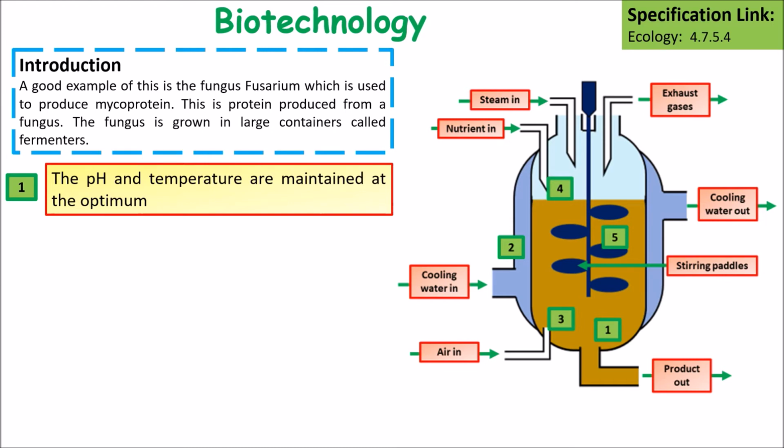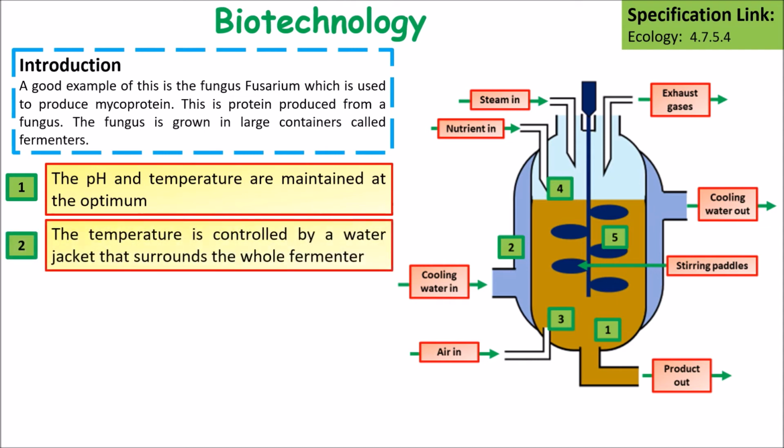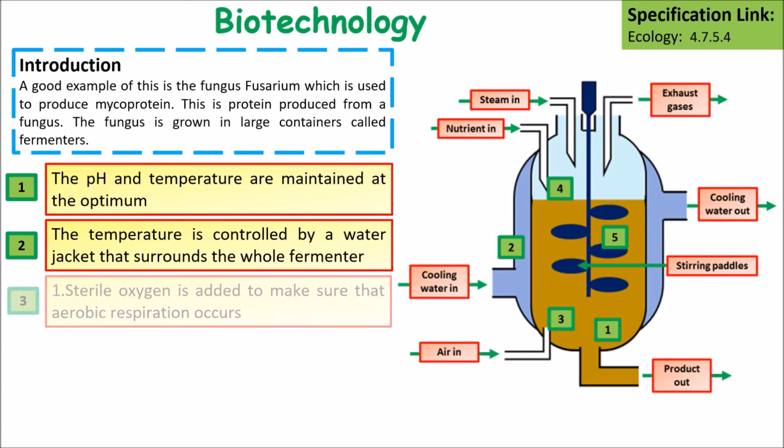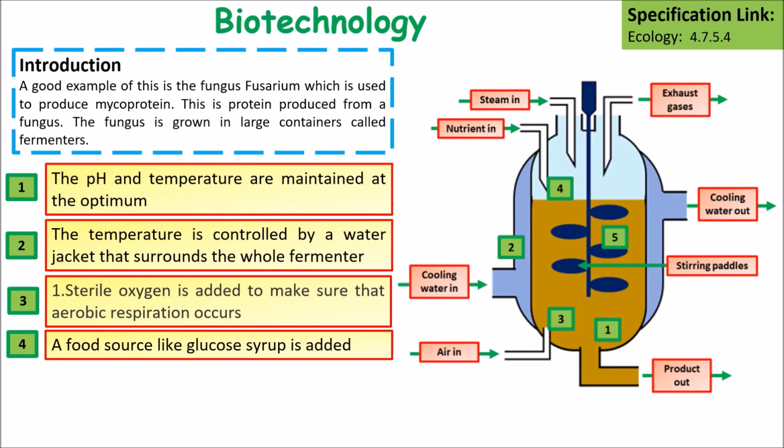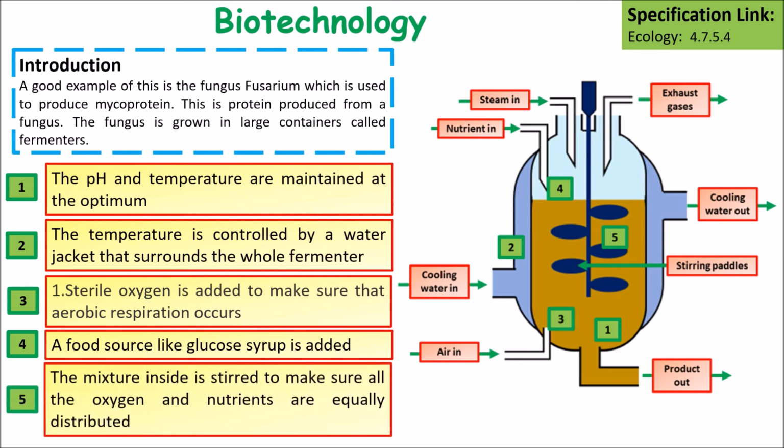To do this, the pH and temperature have to be maintained at an optimum level. The temperature is controlled by a water jacket surrounding the fermenter, which keeps the temperature at around 25 degrees. Sterile oxygen is then added to make sure that aerobic respiration occurs. A food source like glucose syrup is added, and the mixture is stirred to make sure that the oxygen and nutrients are equally distributed, and this ensures a high level of growth.